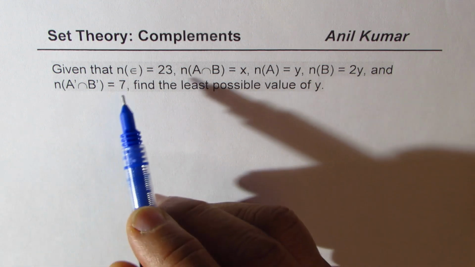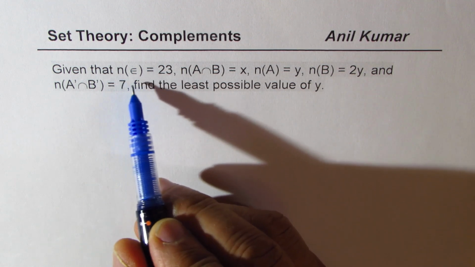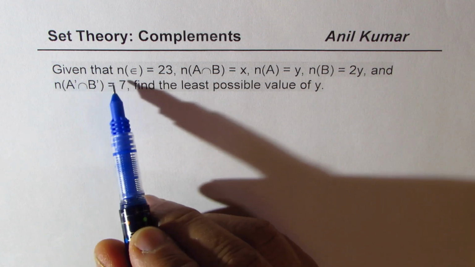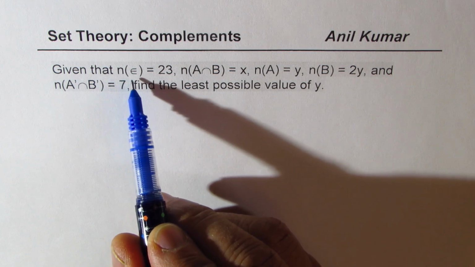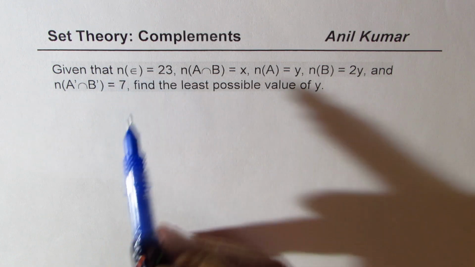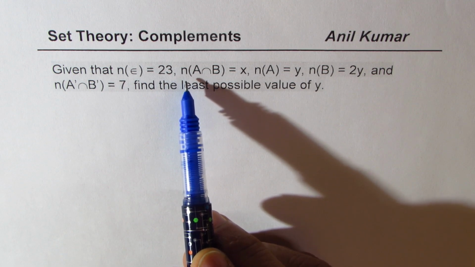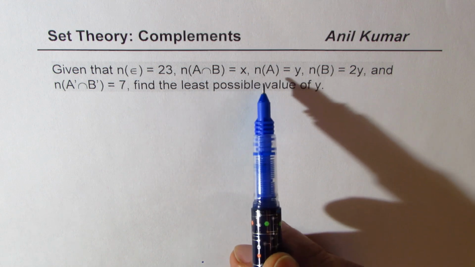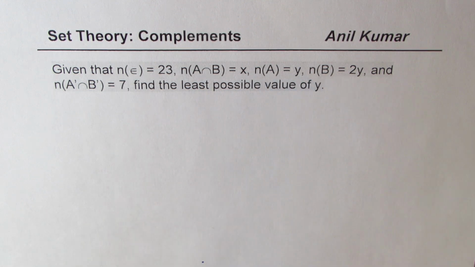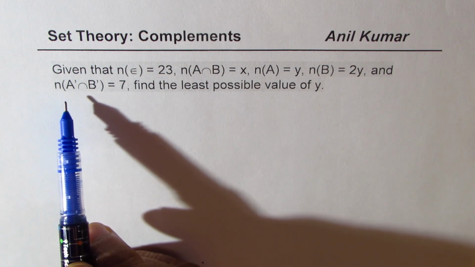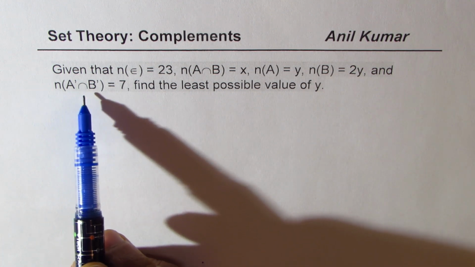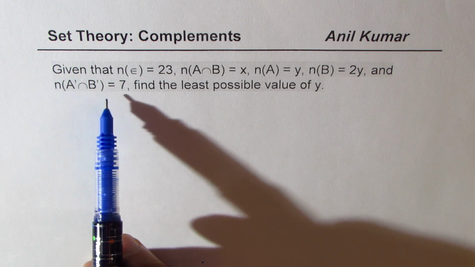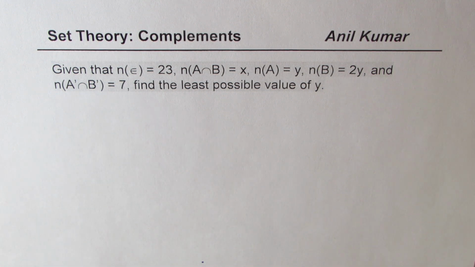Given that, now this symbol here corresponds to the universal set. So I'll say, given that the number of elements in the universal set is 23. Number of elements in the intersection of set A and B is X. Number of elements in A is Y. Number of elements in B is 2Y. And number of elements in the intersection of complement of A and B is 7. Find the least possible value of Y.